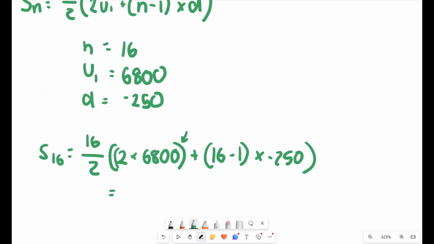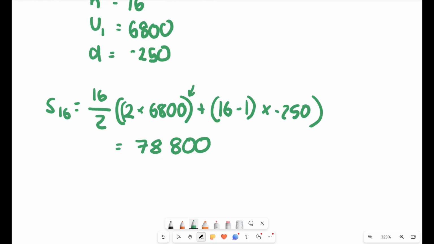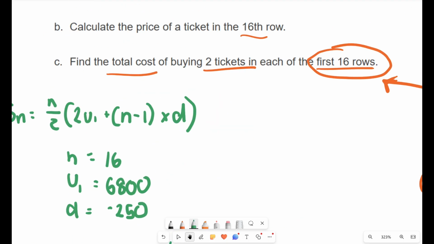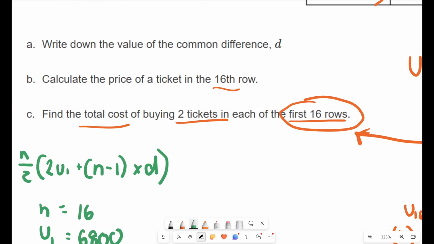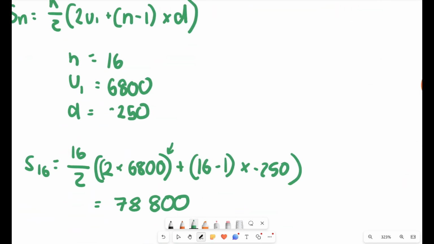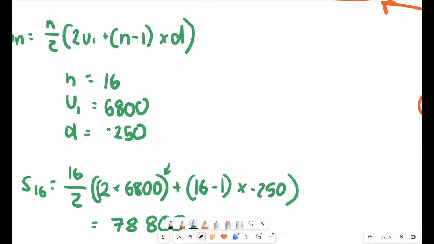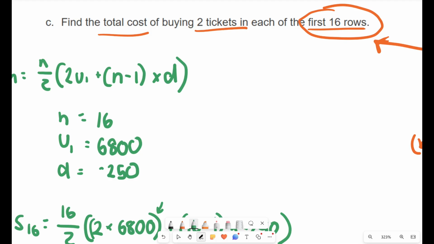So the value that I've gotten for this is 78,800. Now, that would be the sum of the first 16 terms within the arithmetic sequence, but reading our question fully again, it wants us to find the total cost of buying 2 tickets in each of the first 16 rows. So what we've done here is we found the cost of buying 1 ticket per row of the first 16 rows. So instead of finding the total cost of buying 2 tickets, we found the total cost of buying 1 ticket in each of the first 16 rows.